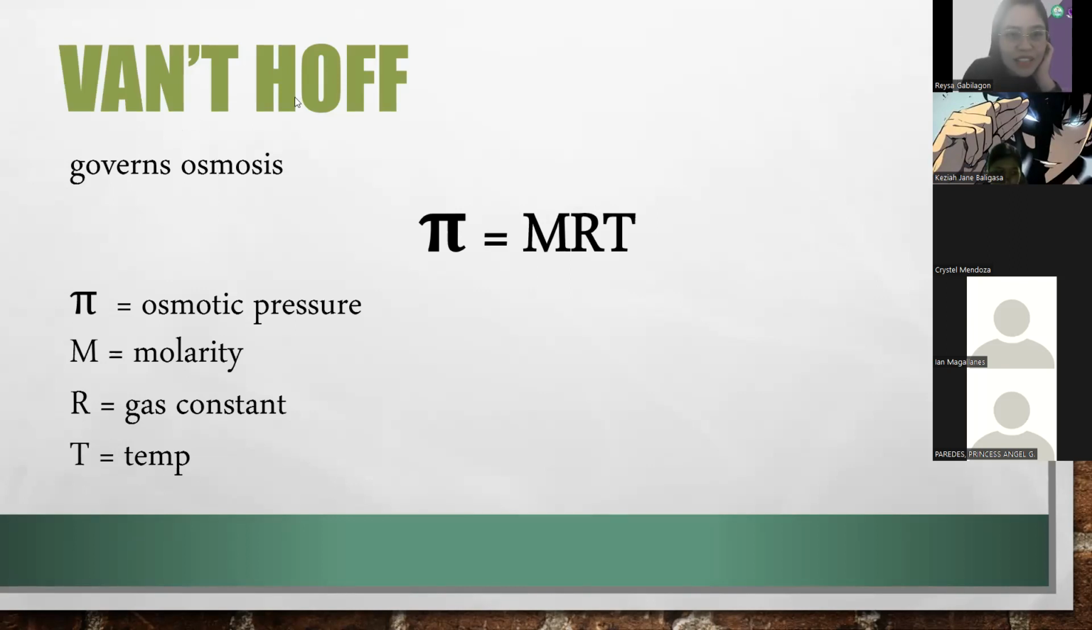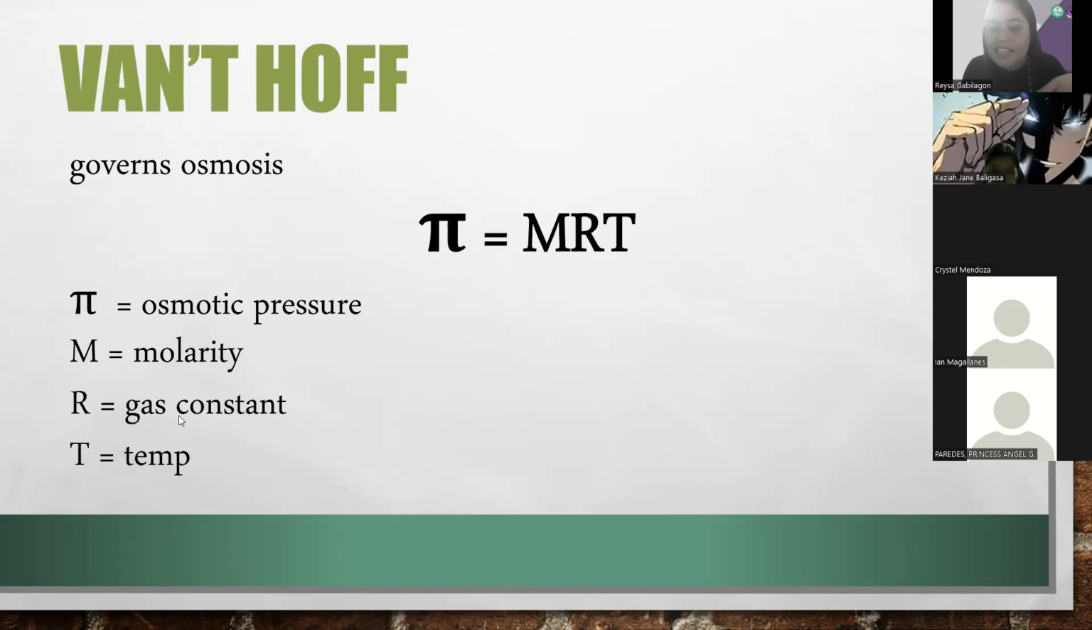Okay, sige, let's discuss Van Hoff. This one governs osmosis. And our formula for the Van Hoff is pi equals MRT. Again, our formula for the osmotic pressure is pi is equal to MRT. Yung pi dyan, it's the osmotic pressure. So we are going to compute for that. And then capital letter M is molarity. You cannot get away with the computation of molarity and normality, both in the lecture and in the laboratory class.